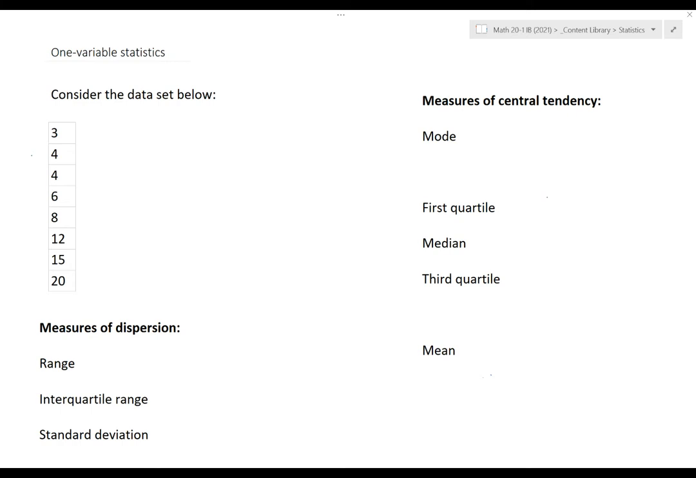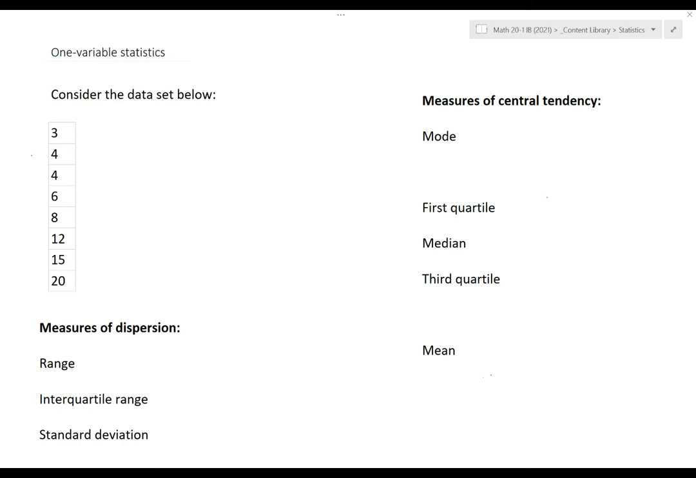So 3, 4, 4, 6, 8, 12, 15, and 20. And we are going to run one-variable statistics on our calculators on these numbers. Depending on your calculator, it's going to be run differently. So I have posted in D2L some links to YouTube videos that will walk you through how to do this on a TI calculator and on a Casio calculator. So once we've done that, we get a certain amount of information.